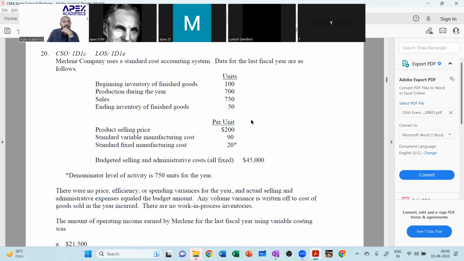Next. Budgeted selling and administrative costs, which are all fixed, are $45,000. There is no price, efficiency or spending variance. There is no question of variances arising as far as this particular company is concerned. Any volume variance is going to be written off to COGS. There is no work in progress.